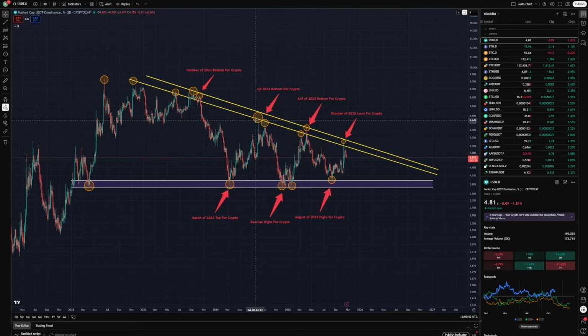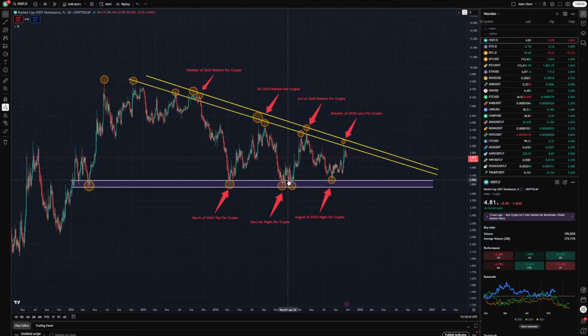The same. We're going down forever. The cycle is over. The same as it was in March of 2024. Everyone thought we were going up forever. We were never going to go down again. Let alone, that was the bottom for crypto. And then we had a huge rally in Q4 of 2024.